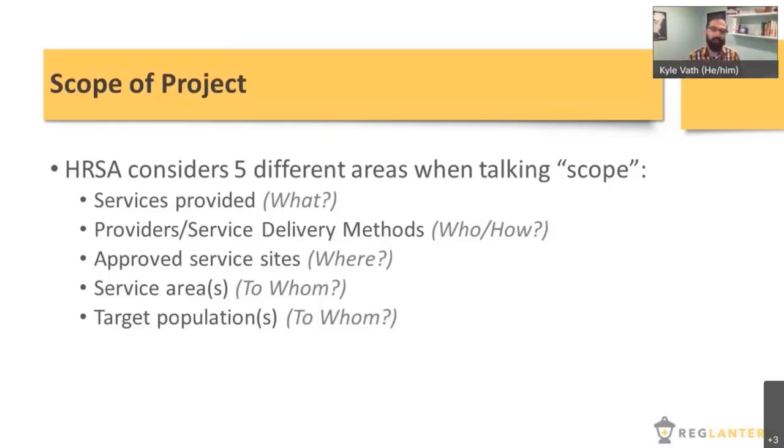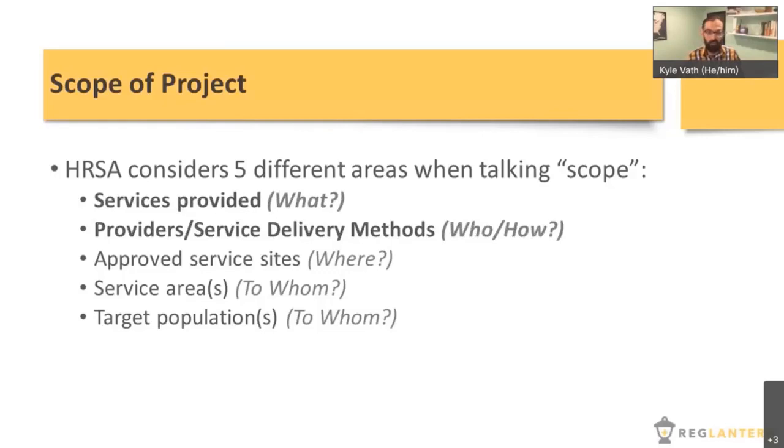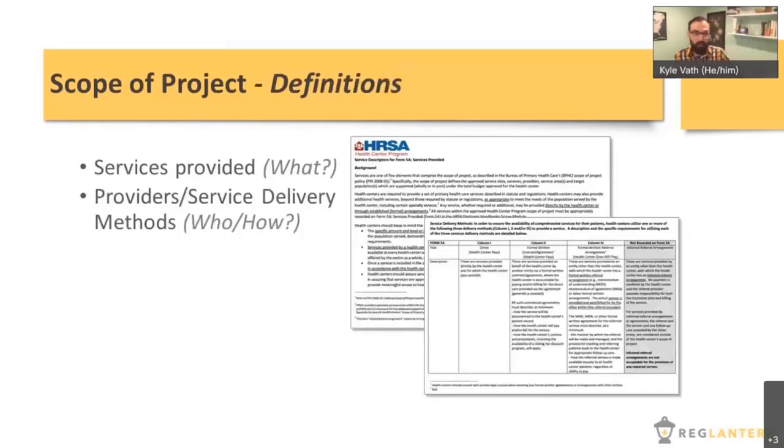And HRSA considers 5 different areas when we're talking about scope. So this is the what, the who, the how, the where, to whom you're providing services, and the target populations that you're focusing on. So those areas are services for what, and the providers for the who and how we'll start out with initially. So services provided, which are the what.